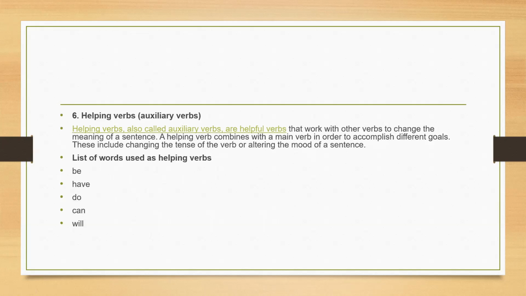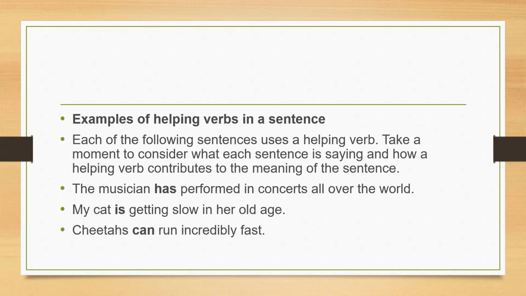Helping verbs. What are the helping verbs? Helping verbs, also called auxiliary verbs, are helpful verbs that work with other verbs to change the meaning of a sentence, like be, have, do, can, will. All these are helping verbs. Now, what are the examples of helping verbs in a sentence? Each of the following sentences uses a helping verb. Like "The musician has performed in concerts all over the world." "My cat is getting slow in her old age." "Cheetahs can run incredibly fast." So all these are helping verbs.